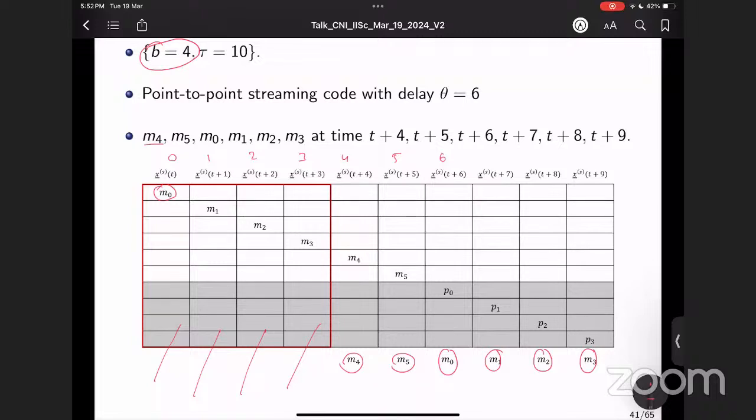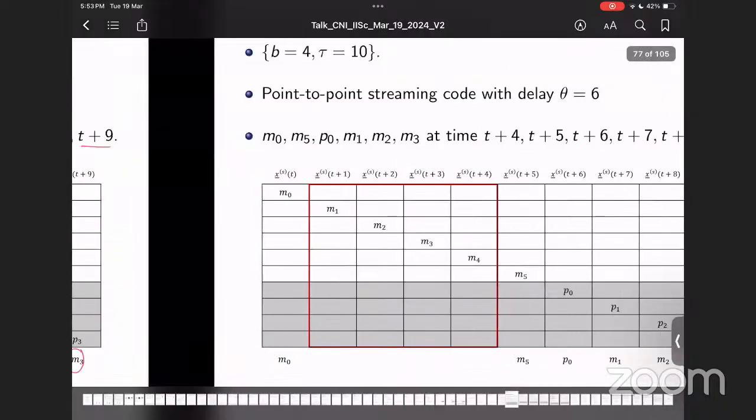So I have M4, M5, M0, M1, M2, M3 available to the relay at time t plus 4, t plus 5, t plus 6, t plus 7, t plus 8, t plus 9. So that's a scenario. Note that there's some sort of permutation happening. Even though I sent the messages M0, M1, M2, M3, M4, M5 in that order with respect to the time slots, because of the erasure, the way these message symbols get manifested at the relay is in a permuted manner. It's now becoming M4, M5, M0, M1, M2, M3. That's the way in which they are getting recovered at the relay.